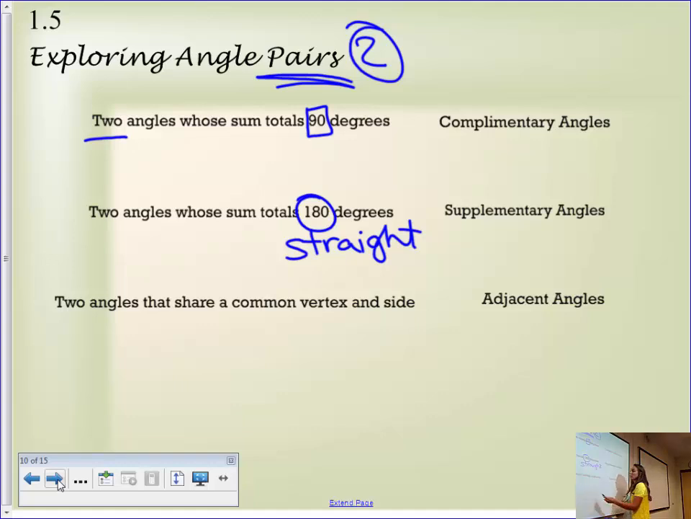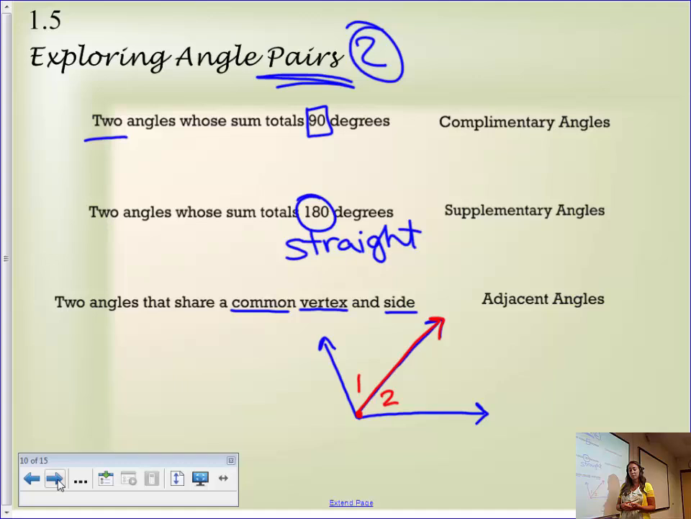So when you have adjacent angles, they share something in common, the vertex and the side. Remember from Mrs. Hurst, the vertex is that center part. Well, it's going to share the same side in the middle. So this is a common vertex, common side. These two angles, 1 and 2, are both adjacent because they share something together.